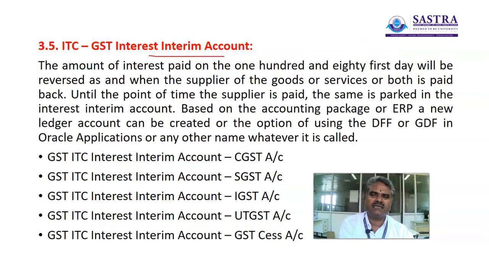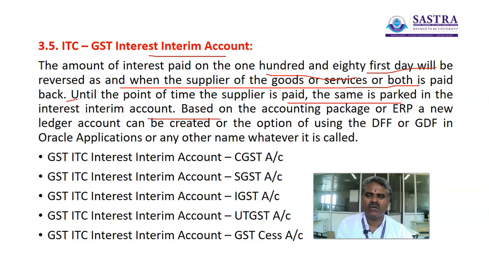ITC GST interest interim account. Suppose the amount of interest paid on the 181st day will be reversed when the supplier of the goods or service is paid back. Suppose they return your goods, or you are cancelling and returning them, the amount is also returned to you. So here you have to maintain an interim account.